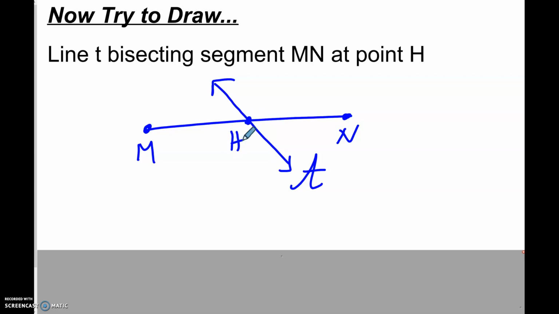All right, if you think you're done right now, you're not, because how do we know that it is bisecting? Just drawing a line going through the middle does not work. So how do we tell somebody else that this is actually the midpoint? We have to say MH is congruent to HN by putting in those tick marks. So please don't forget to put in the tick marks. Capital letters for points, lowercase cursive t for naming the line, and then point H and your tick marks.